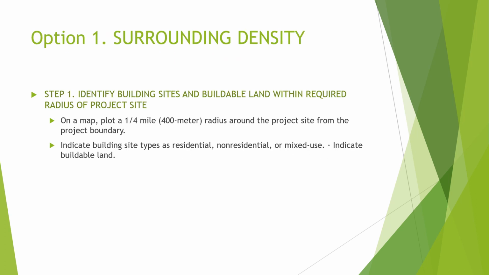The following steps are used to identify if a building can gain LEED credits under option 1, surrounding density. The first step of this process is to identify building sites and buildable land within the required radius of the project site. On a map, a quarter mile radius is plotted around the project site from the project boundary. Building site types as residential, non-residential, or mixed use are indicated along with the buildable land. Project buildings or non-habitable spaces such as parking garages are not included in this quarter mile radius.